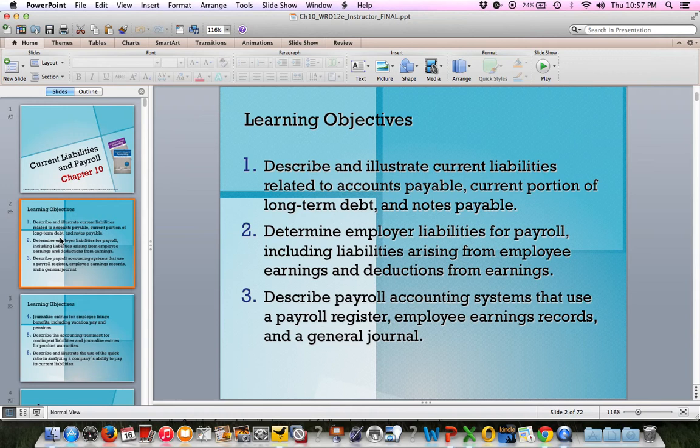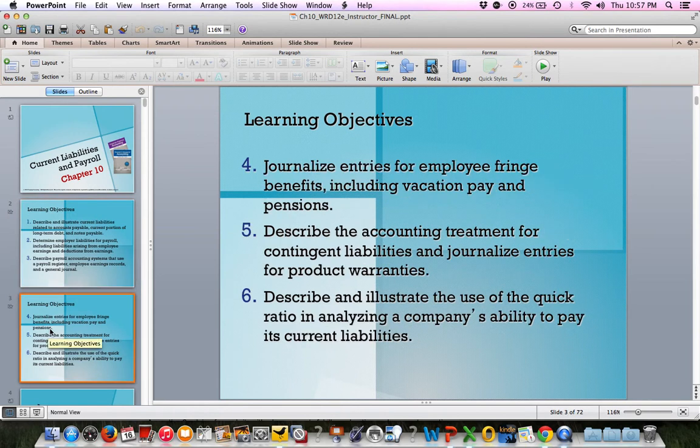We'll talk about payroll liabilities. We'll talk about payroll accounting systems, and then a few other topics besides that. We'll talk about fringe benefits, vacation pay, and pensions, accounting treatment for contingent liabilities, product warranties, and then talk about the quick ratio.